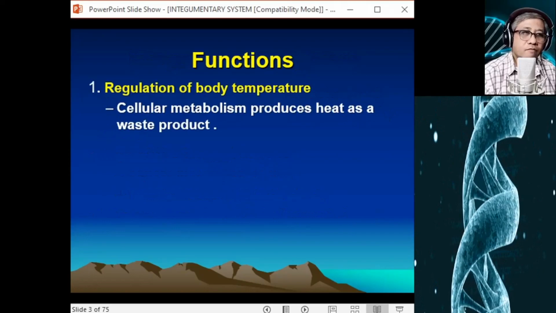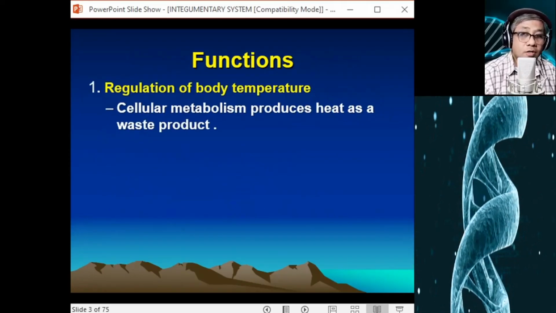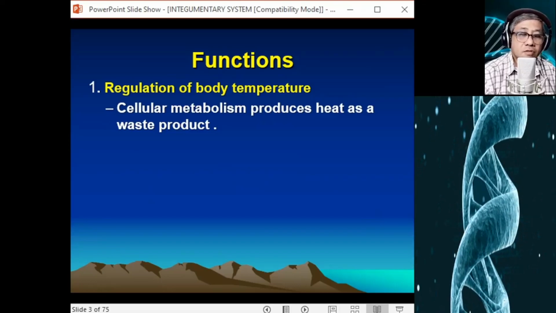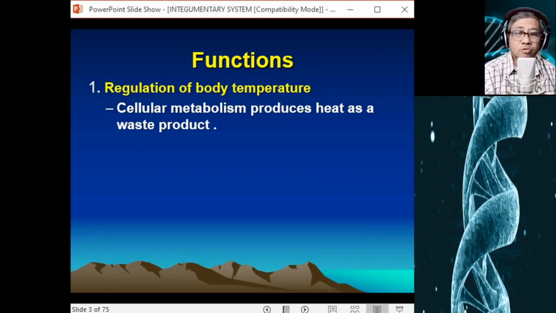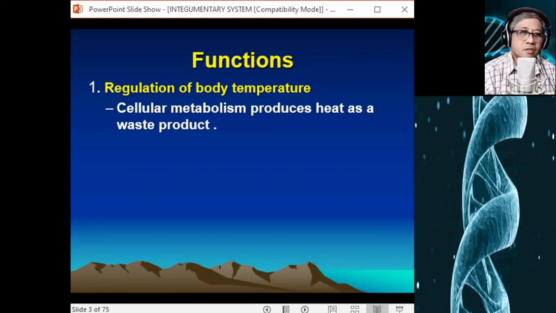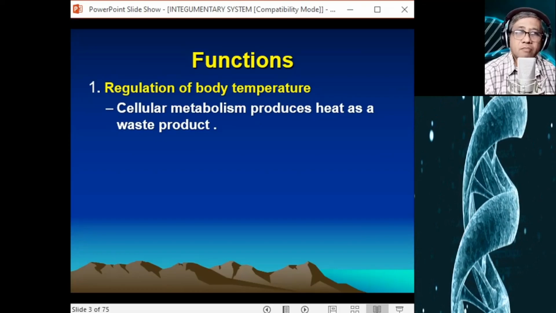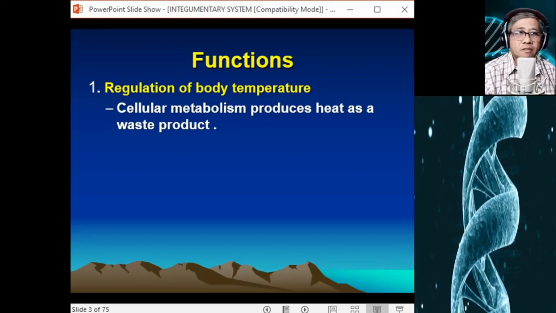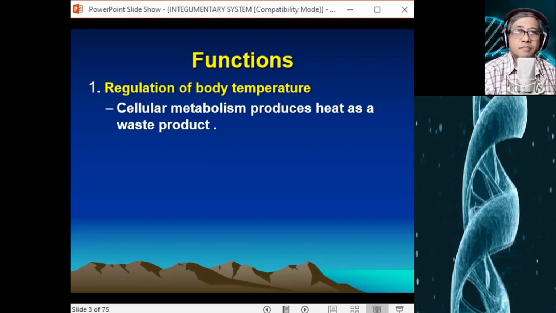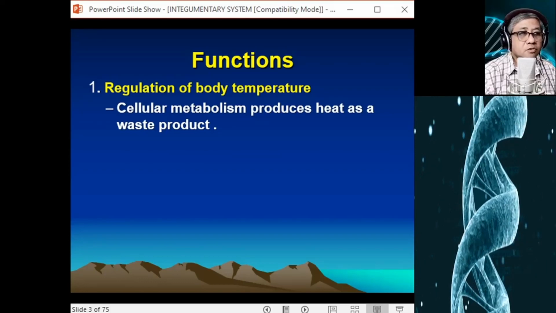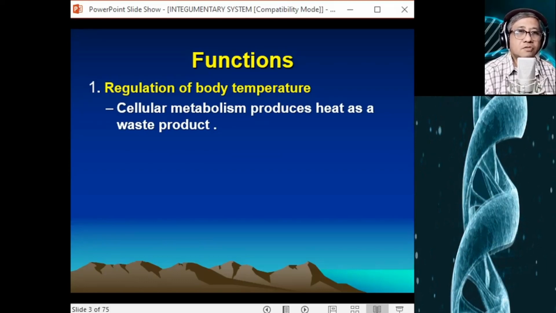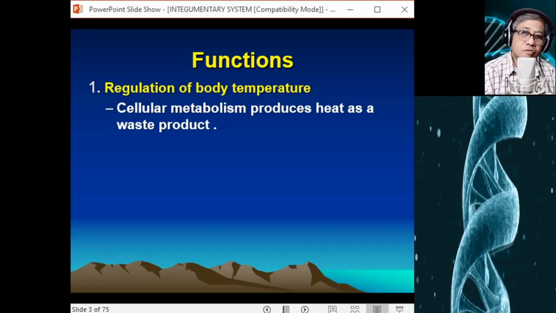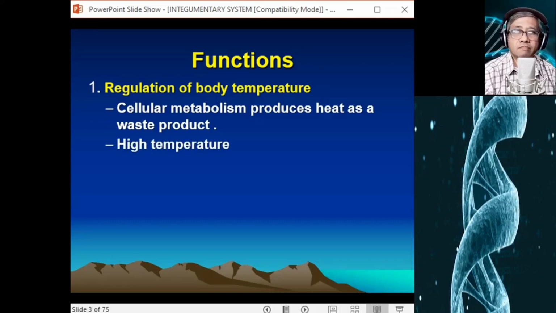So what are the different functions of the skin? Well, one of the major functions of the skin is the regulation of body temperature, or the control of body temperature. And I'm sure you are all aware that cellular metabolism produces heat as its byproduct. This is one of the reasons why our body must regulate or control its temperature, and the skin plays a very important role in regulating our body temperature.